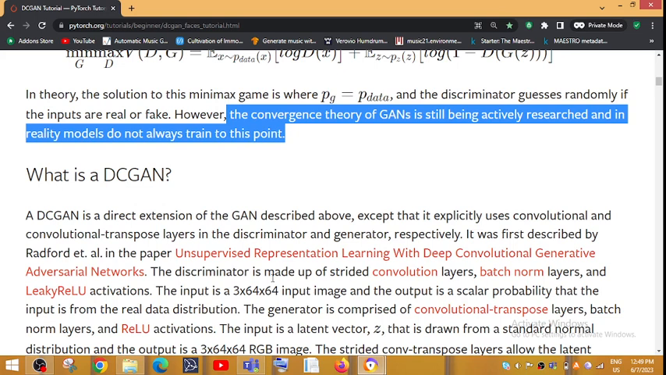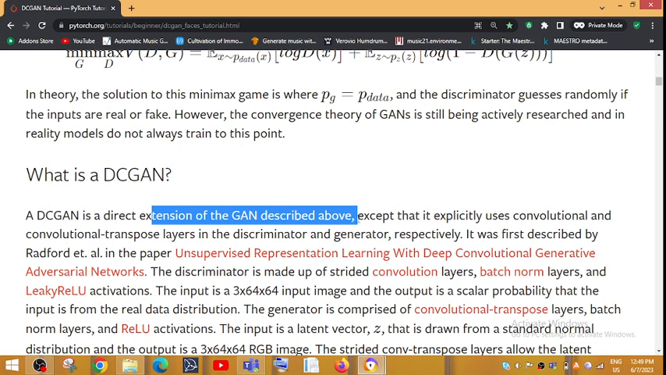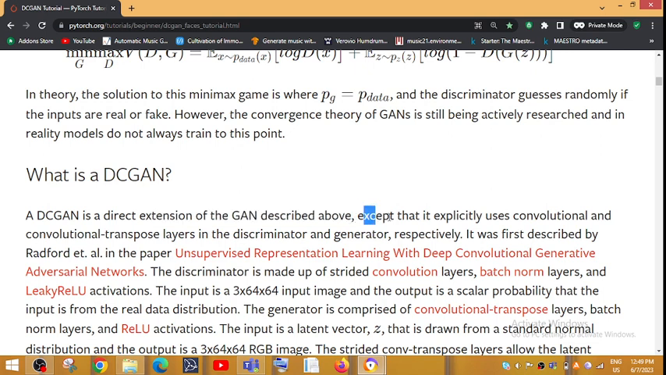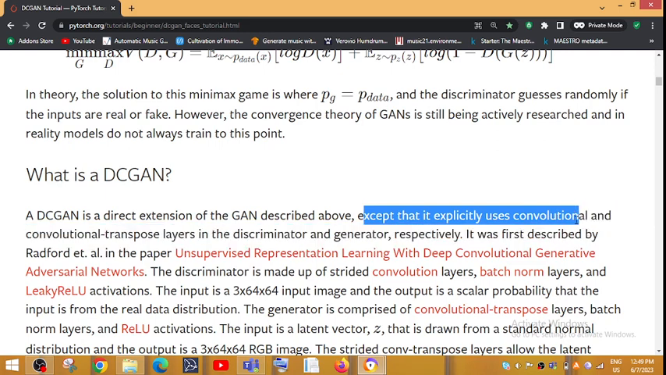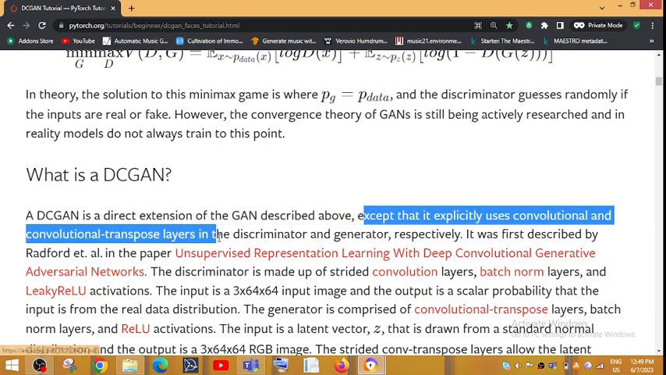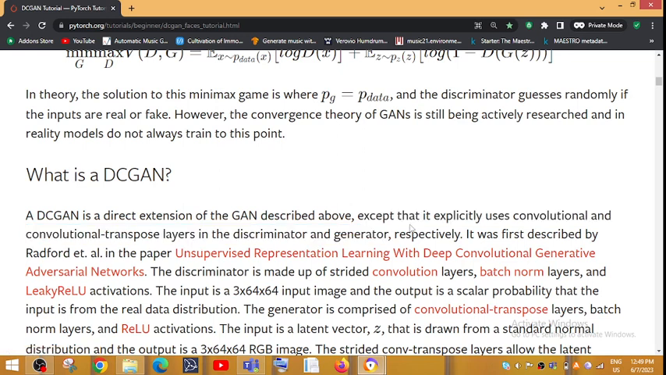Now comes our main topic of discussion: DCGAN. What is DCGAN? It is an extension of GAN, the generative adversarial network, except it explicitly uses convolutional and convolutional transpose layers in the discriminator and generator. It means it uses CNN networks explicitly. When a GAN uses CNN networks in the discriminator and generator, it is called DCGAN. It was described by Radford et al. in the paper Unsupervised Representation Learning with Deep Convolutional Generative Adversarial Networks.